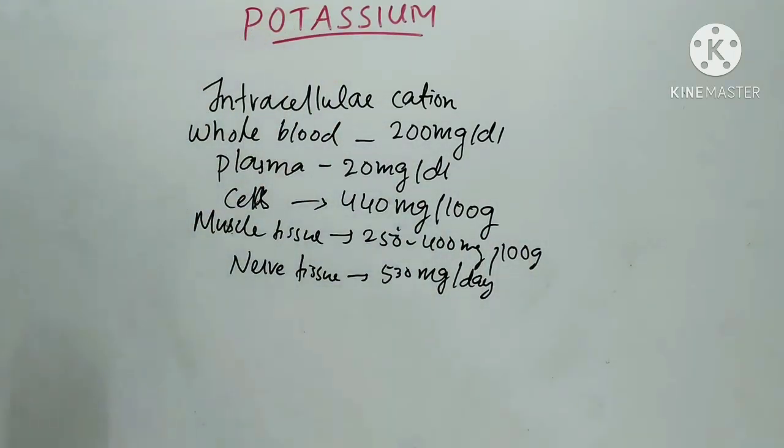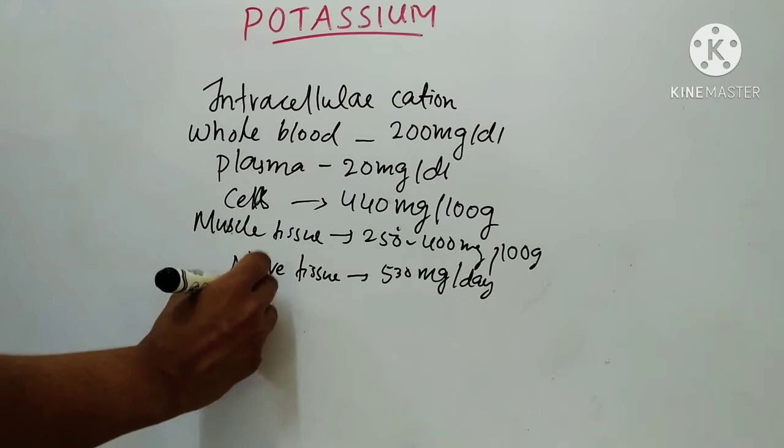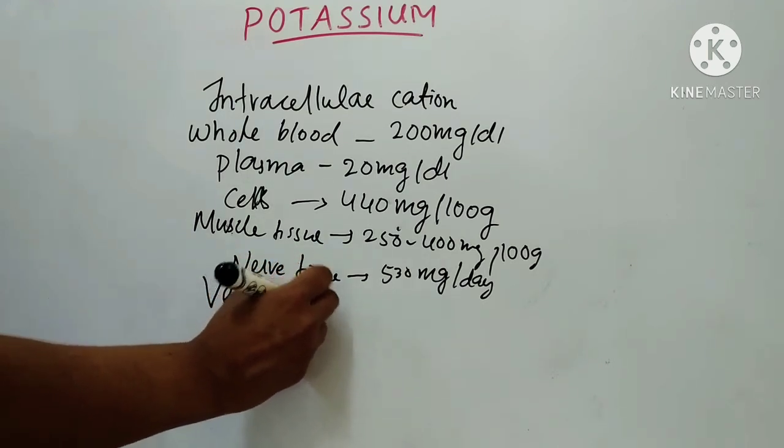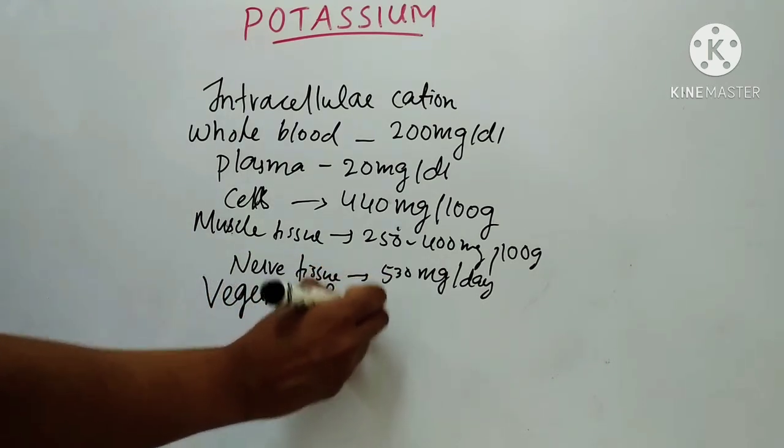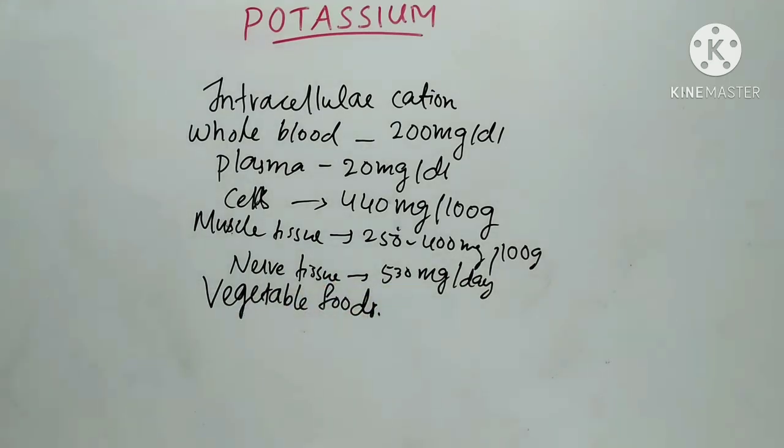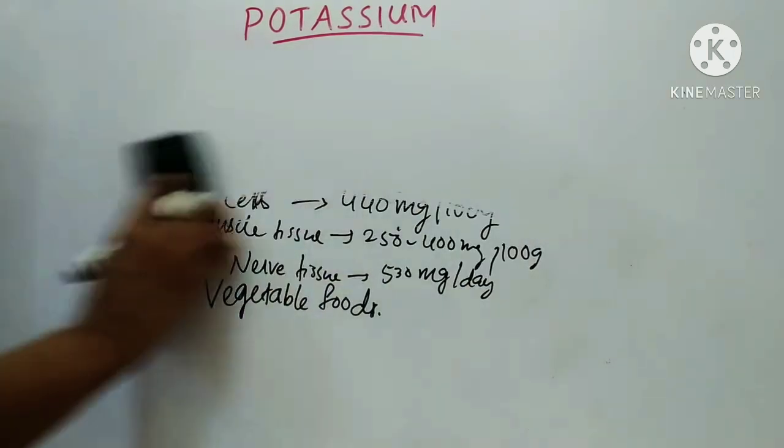So, potassium is the major intracellular cation. It is widely distributed in the body fluids and in tissues. It is widely distributed in vegetable foods. Coming to the metabolism of this potassium.